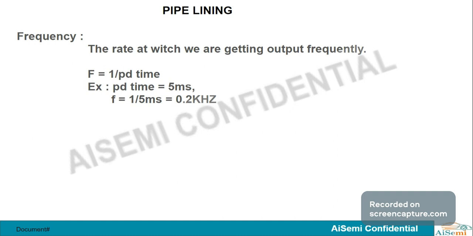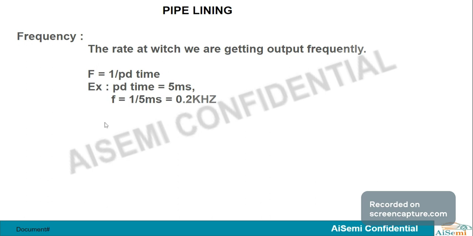After that, frequency. The frequency means the rate at which we are getting output. The frequency is equal to 1 by propagation delay time. Here we are taking the worst case propagation delay time. For example, the propagation delay time is equal to 5 milliseconds. Then I apply this formula: F is equal to 1 by 5 milliseconds, which is equal to 0.2 kilohertz.